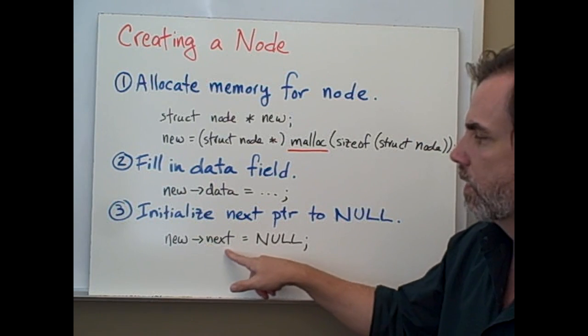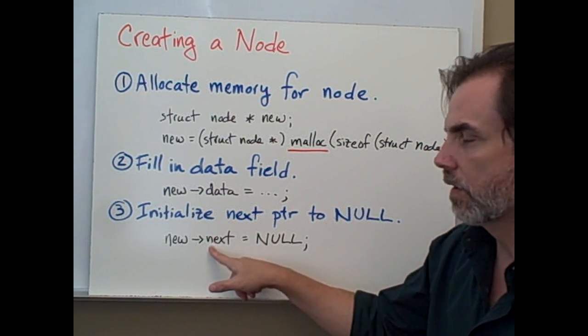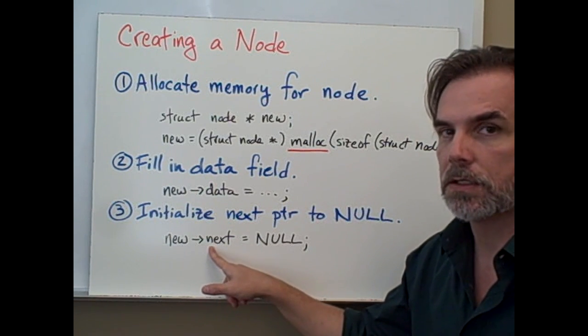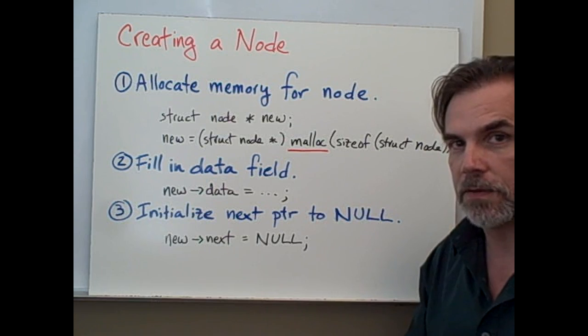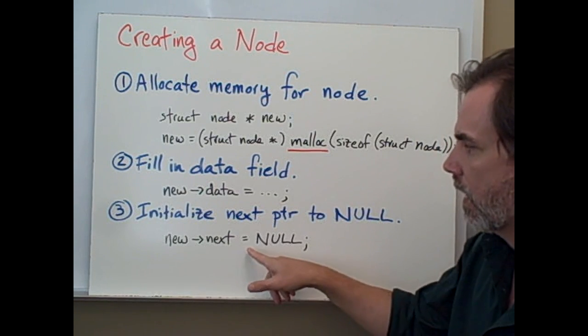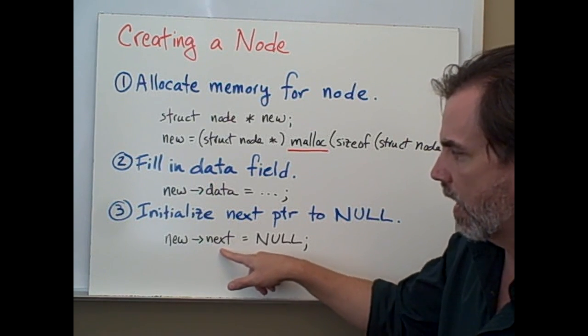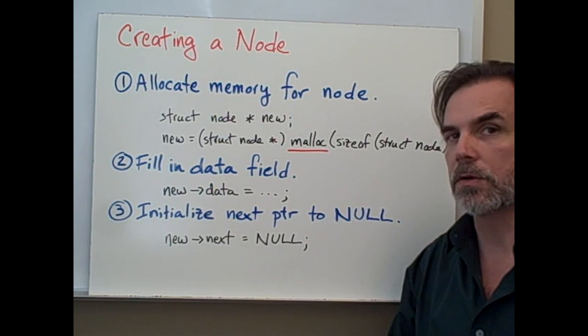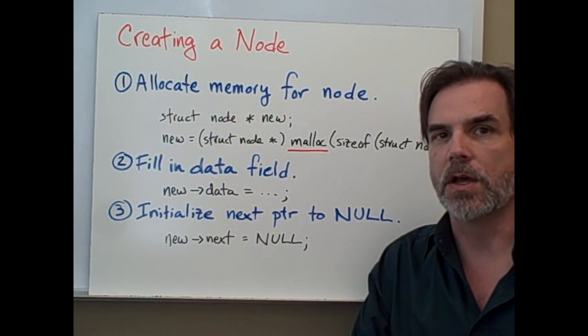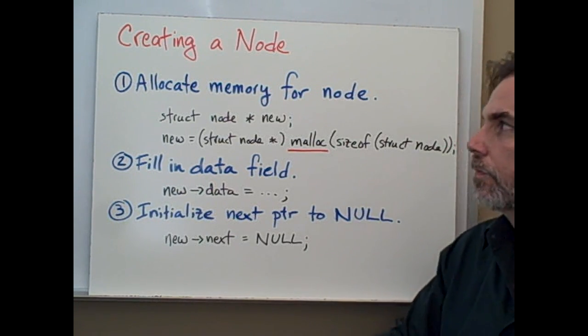And then we also want to store something in the next field. Don't assume that it's going to be a meaningful value. It might be garbage because it's just been taken from an arbitrary place in memory. So a good thing to do is to initialize next, and we're going to initialize it to null. If you don't know any better, you should at least initialize it to null so that it's a known value.